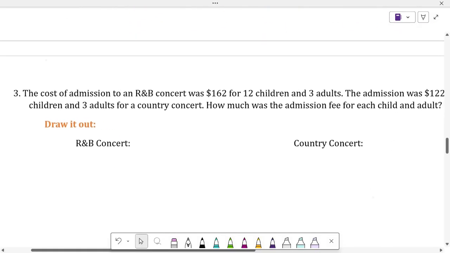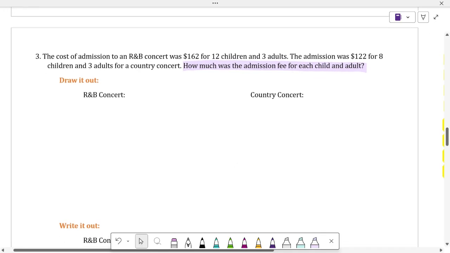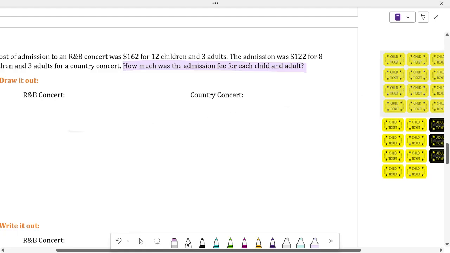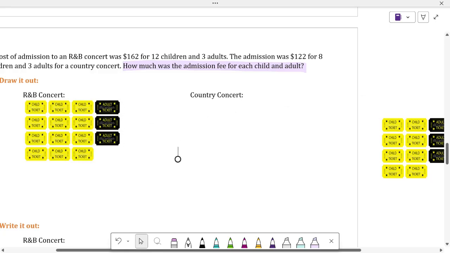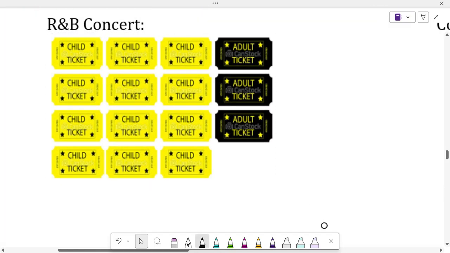Number 3, the cost of admission to an R&B concert was $162 for 12 children and 3 adults. The admission was $122 for 8 children and 3 adults for a country concert. How much was the admission fee for each child and each adult? That's what we're looking for. That's what we don't know, is the cost of each thing. Okay, I want you to draw it out. I've got my pictures here. And here for the R&B concert, I've got 12 child tickets and 3 adult tickets. And that equaled $162. Draw it how you would like.